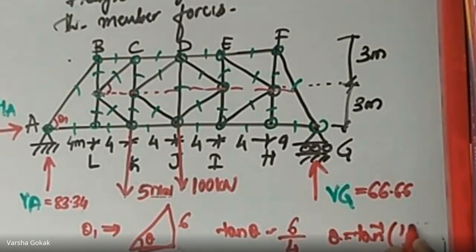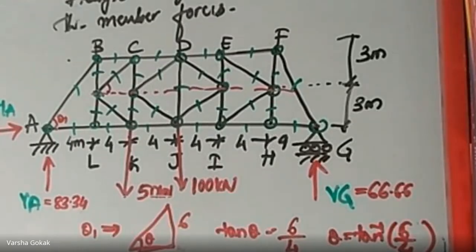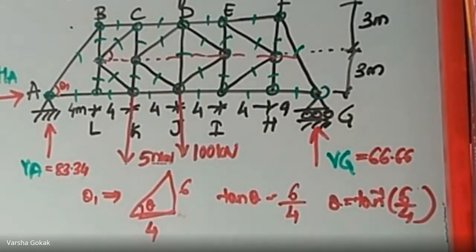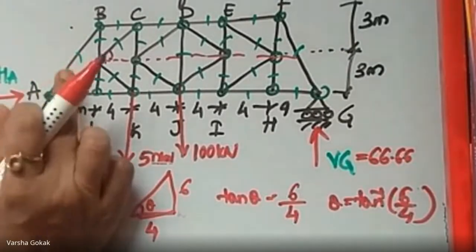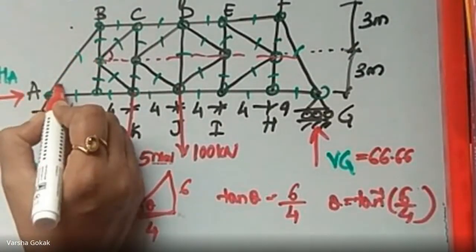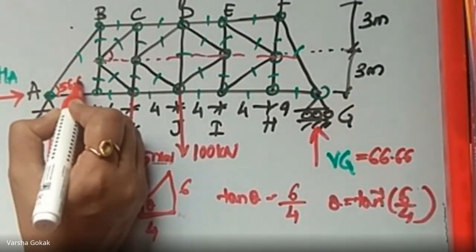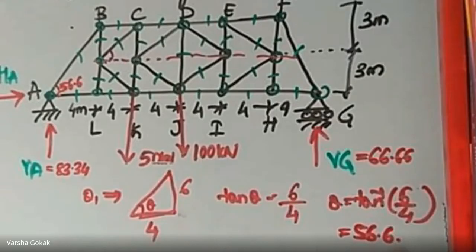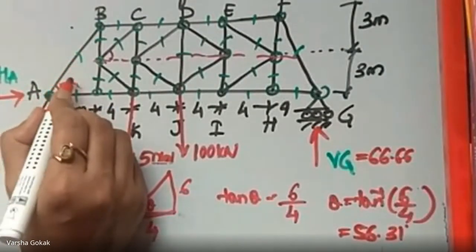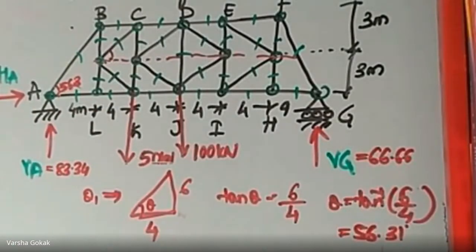6 by 4 is 1.5. Tan inverse of that is 56.31. So theta 1 is 56.31 degrees. Correct. Fine.